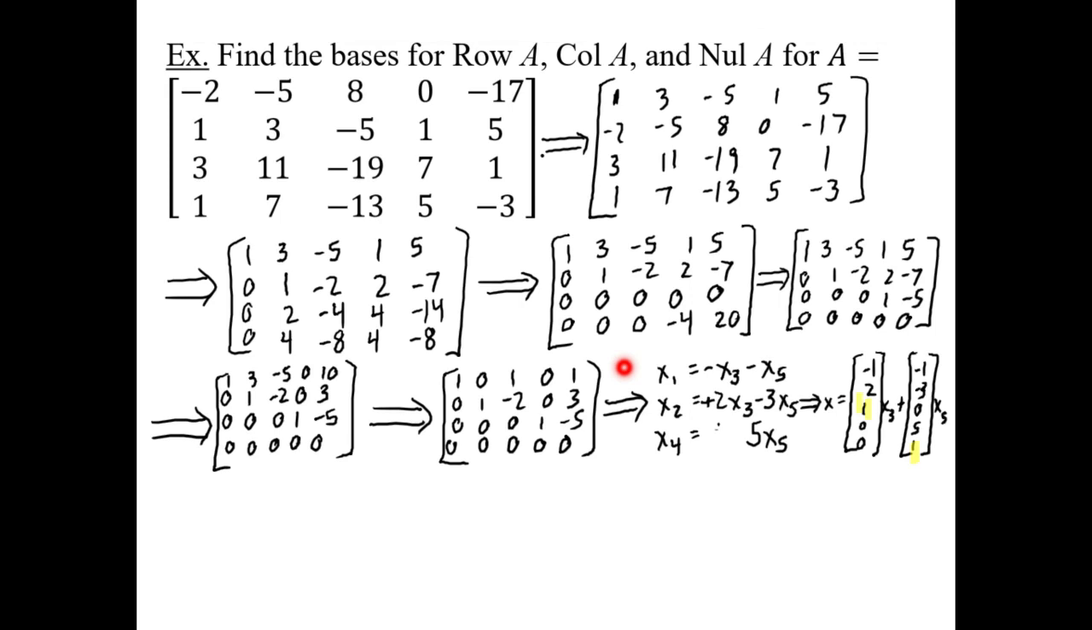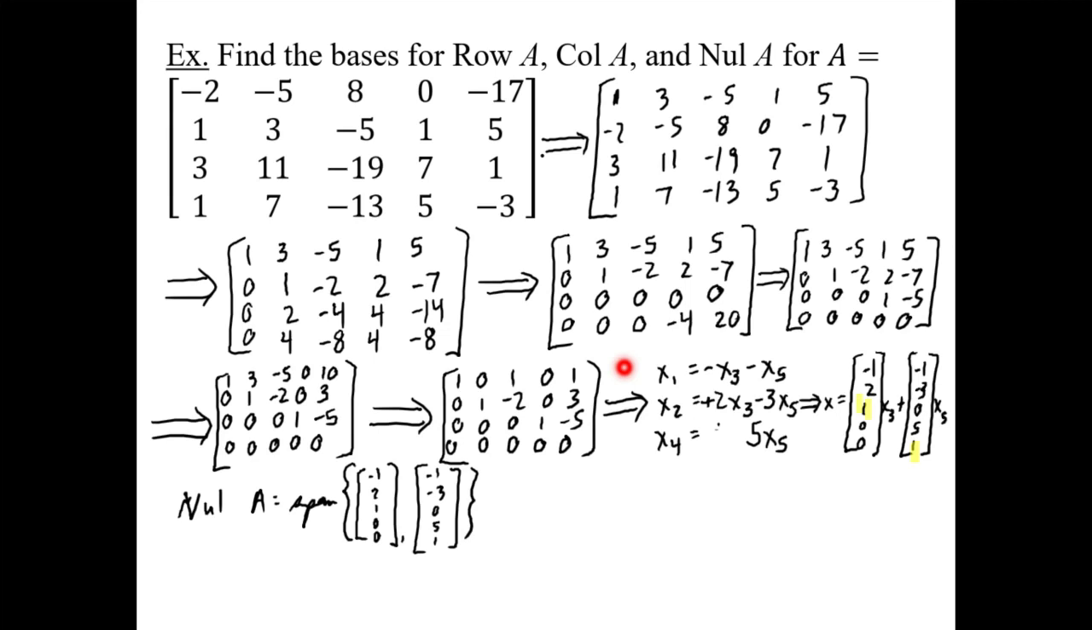Okay, so we need bases for all these things. So first of all, the null space of A is going to be the span of these two vectors that I just found: -1, 2, 1, 0, 0, and -1, -3, 0, 5, 1.